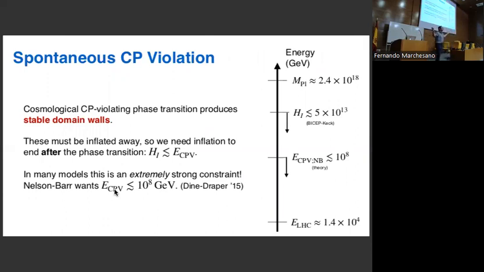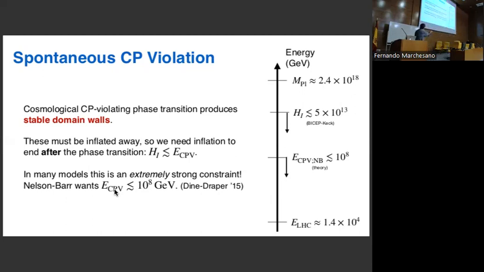If the phase transition happens early enough, and inflation is still going on at or after that time, then inflation can just take the domain walls and spread them very far apart from each other. But that's a really important thing for the physics, because to take the original Nelson-Barr model, for example, it needs the CP violating scale to be below 10 to the 8 GeV. If you try to push it higher, you find that you somehow regenerate a theta term through RG effects.